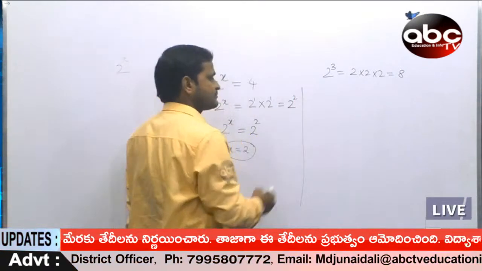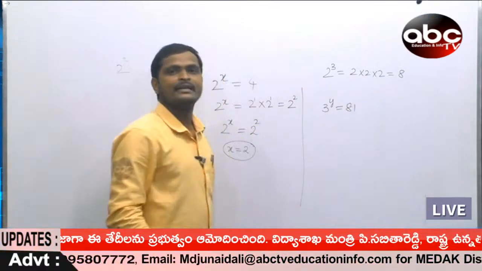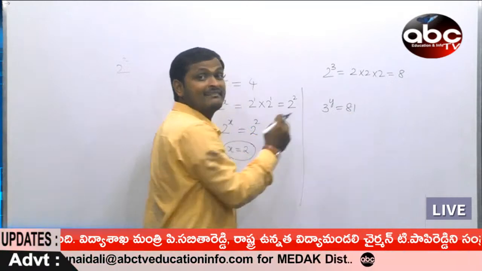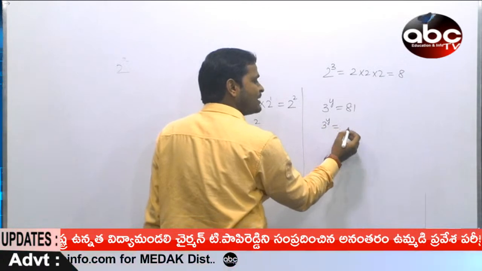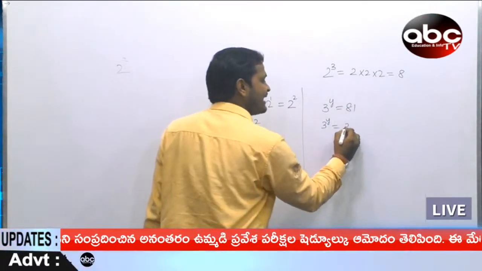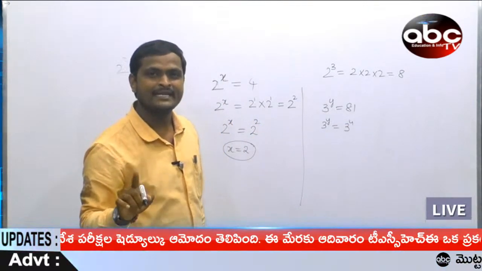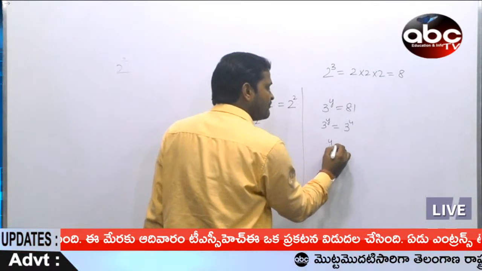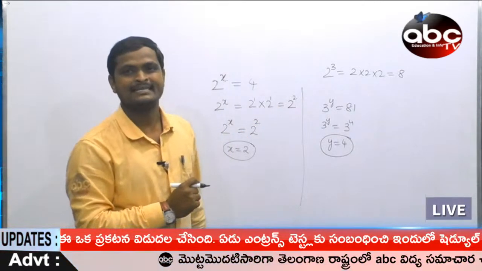Let's see one more example. Suppose 3 power y is equal to 81. Then what is the value of y? You can write 81 in terms of 3, that means 3 power 4. 3 3s are 9, 9 3s are 27, 27 3s are 81. Then what is the value of y here? y is equal to 4. Is it clear, students? Okay.